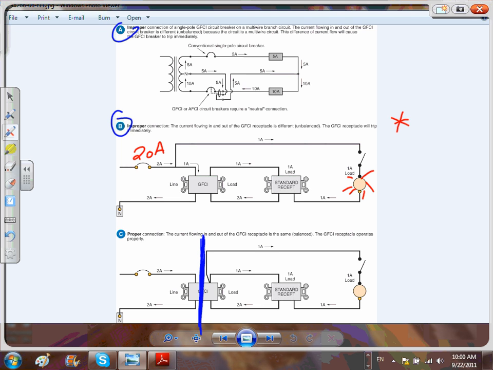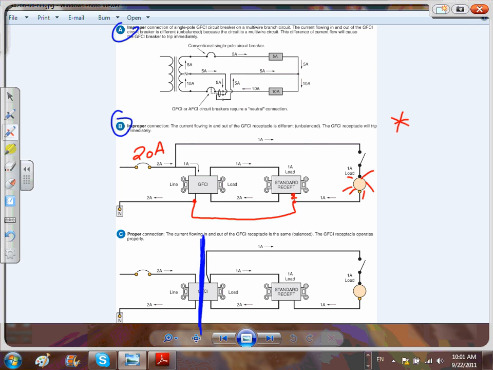Connect it to the line. Absolutely. Grab this wire from here and take it all the way to the line, and get rid of this. That's okay. Now the second receptacle is GFCI protected. The light is non-GFCI.